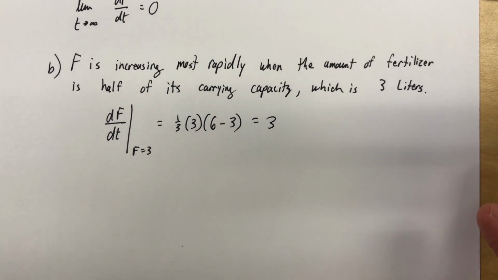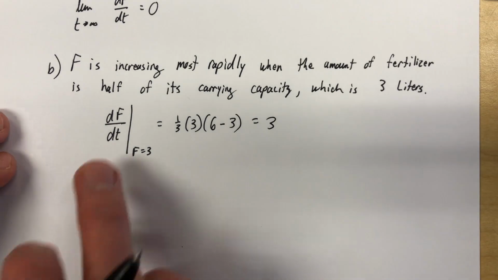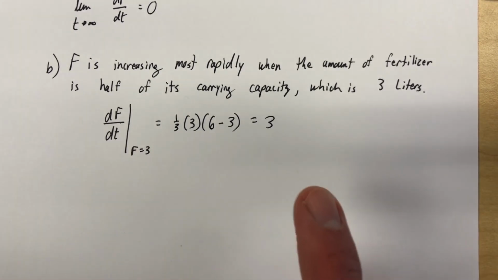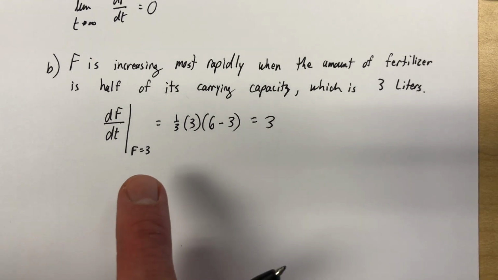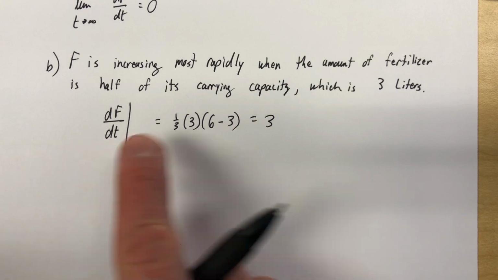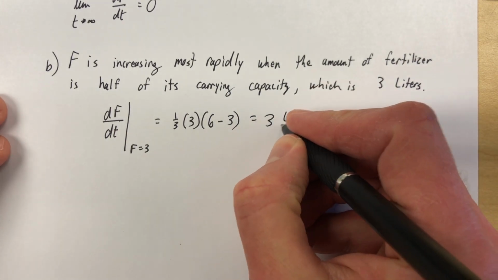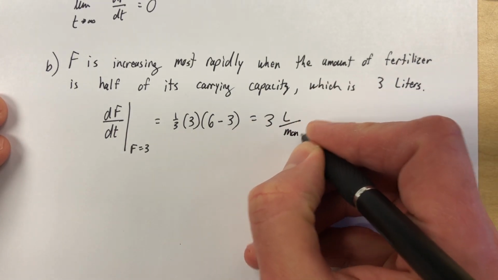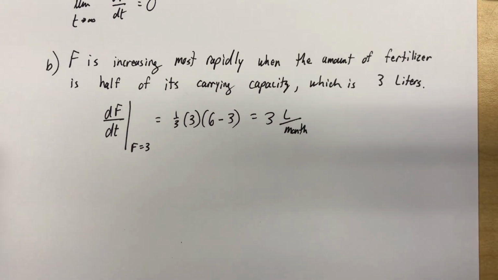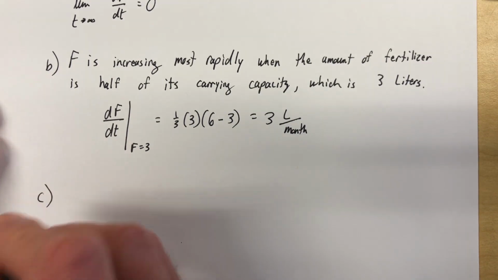No, not liters. This is a rate of change. The rate of change is maximum when I am at half the carrying capacity, which would be 3 liters, but the rate of change is measured in liters per time measurement, month. It's a long process. We're growing plants. Okay, part C.